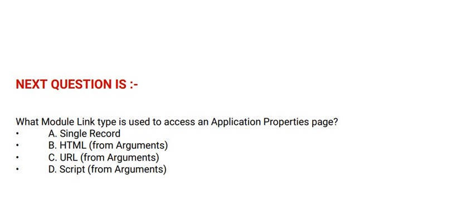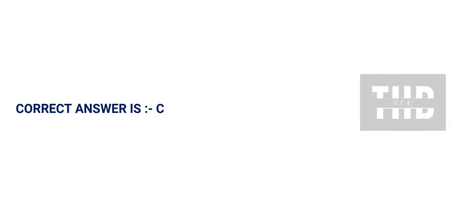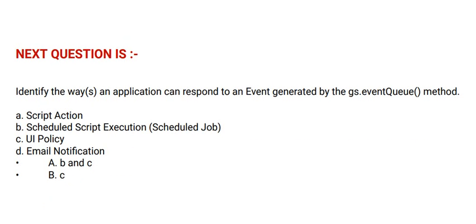The correct answer is option C. Next question is, identify the way an application can respond to an event generated by the GS event queue method. Option A, script action. Option B, scheduled script execution. These are the methods. A, script action. B, scheduled script execution. Option C, UI policy. And D, email notifications.